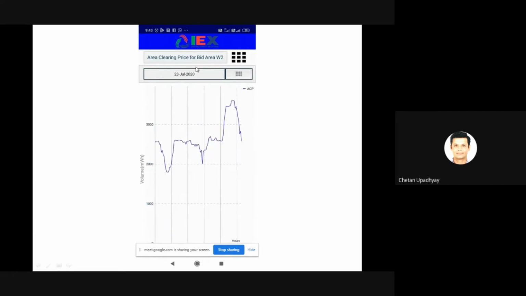This is the area clearing price for the 23rd. Okay, and the peak hour price is definitely a little bit higher.